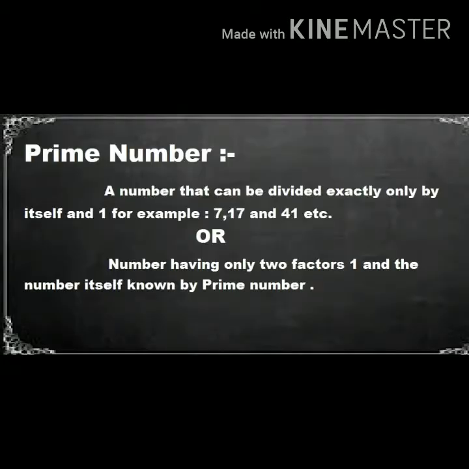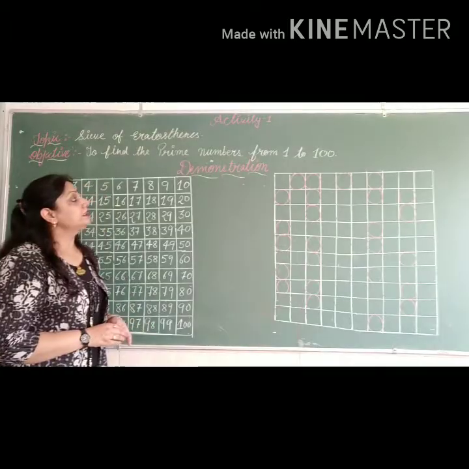Prime number: a number that can be divided exactly only by itself and the number 1. For example, 7, 17 and 41, etc. A number having only two factors, 1 and the number itself, is known as a prime number.